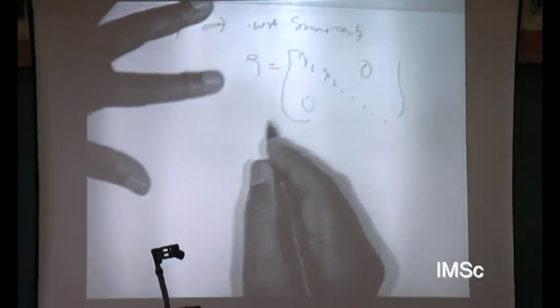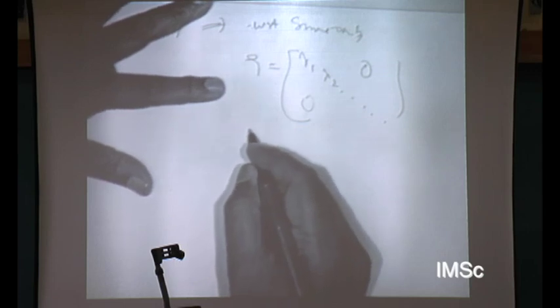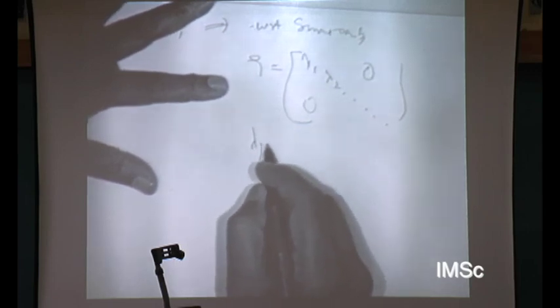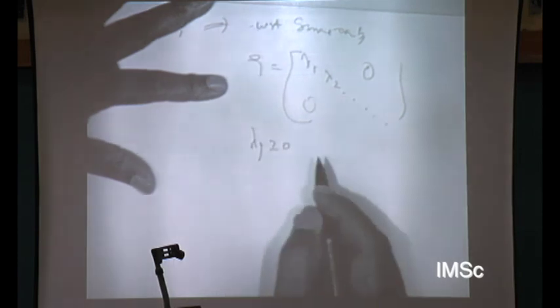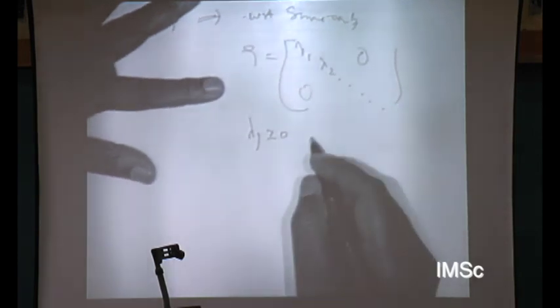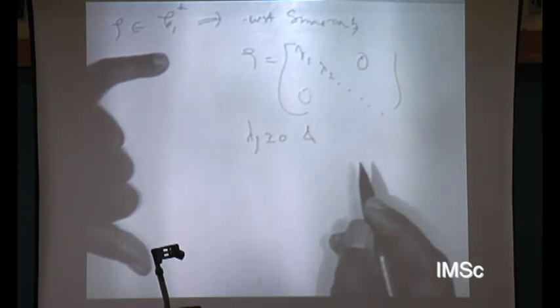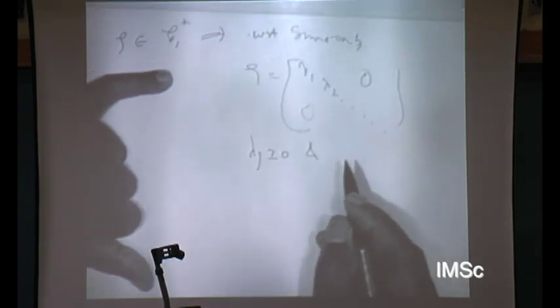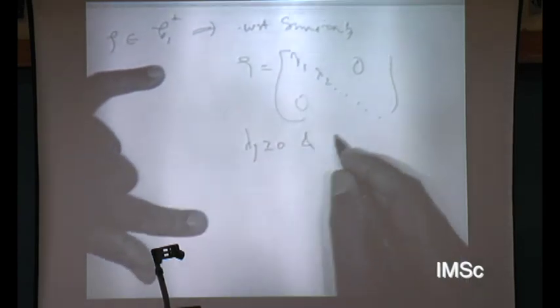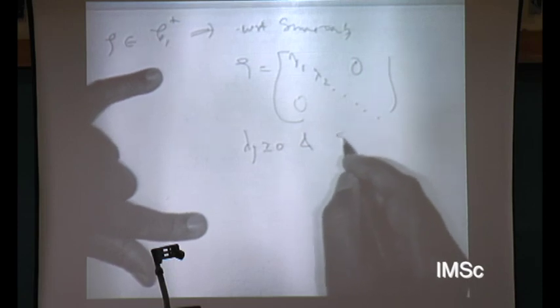There is a basis with lambda j non-negative, and this is trace class. So if it is a positive trace class operator, that means the sum of the lambdas is finite.